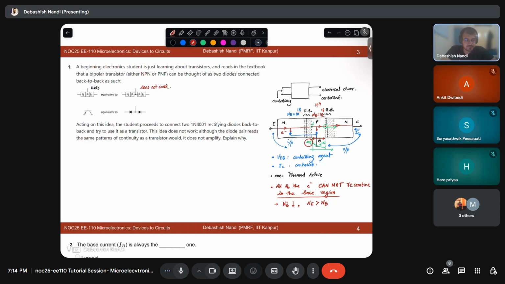Okay. So the summary of the story is that I need to reduce the recombination of my electrons, and obviously all of the electrons cannot recombine.